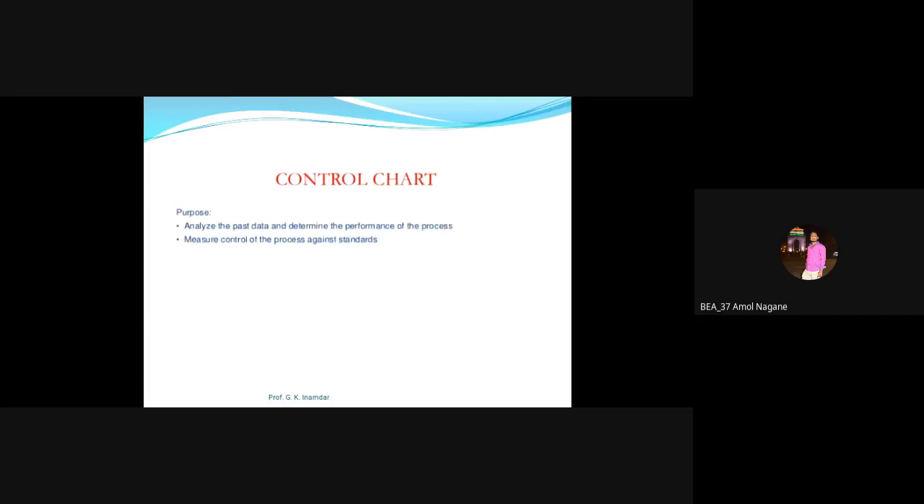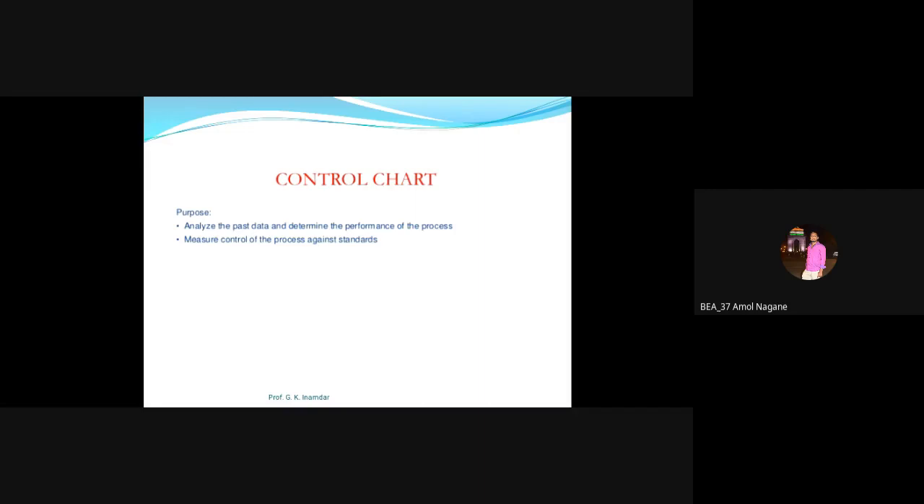Purpose of control chart: analyze the past data and determine the performance of the process, and measure control of the process against standard. Now, control charts are nothing but comparing also. We can say it is a comparison of different data. For example, we have to compare this current year's data to last year's data. For that purpose we have to analyze each and every year through control charts and we can compare them. For comparing, or for measuring control of the process against standards, control charts are required. Analyze the past data and determine the performance of the process.